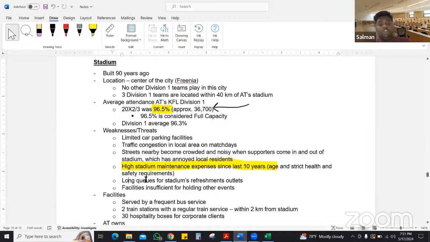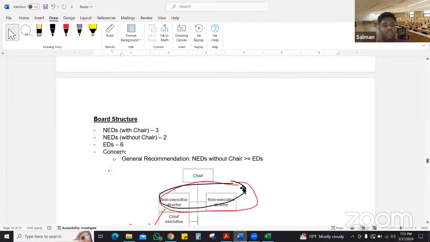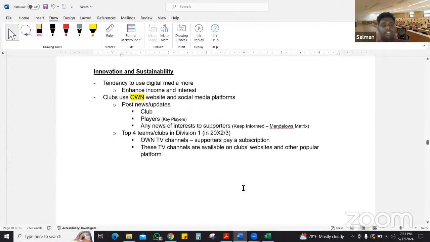Long queues for stadiums, refreshment outlets, very inefficient. Facilities are insufficient for holding other events. We discussed a normal club has an additional revenue. What is that? Renting out the stadium for other events.